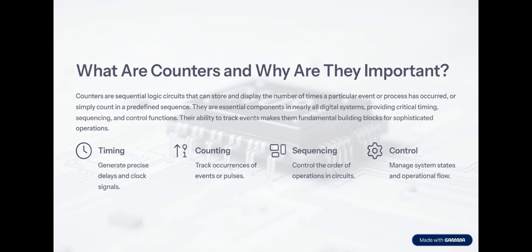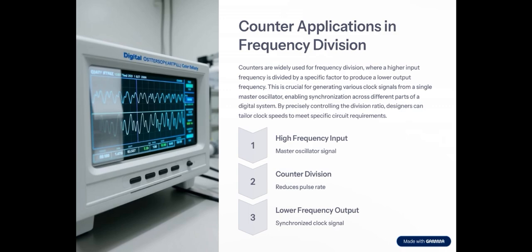Timing: generate precise delay and clock signals. Counting: track occurrence of events or pulses. Sequencing: control the order of operations in a circuit. Control: manage system state and operational flow.